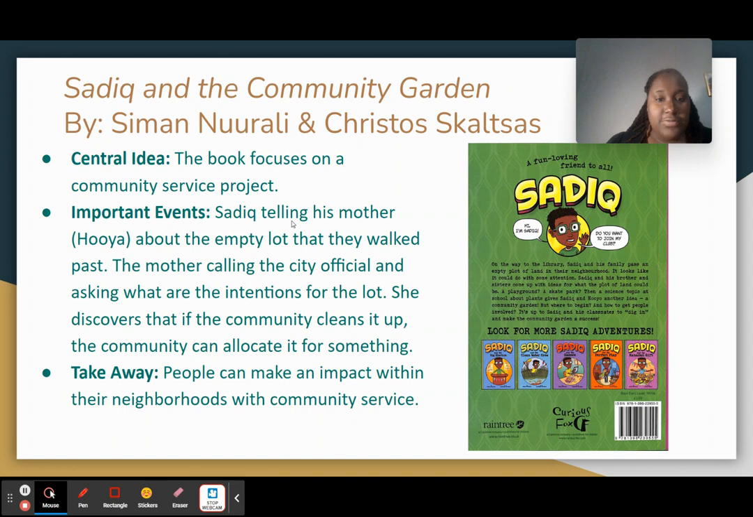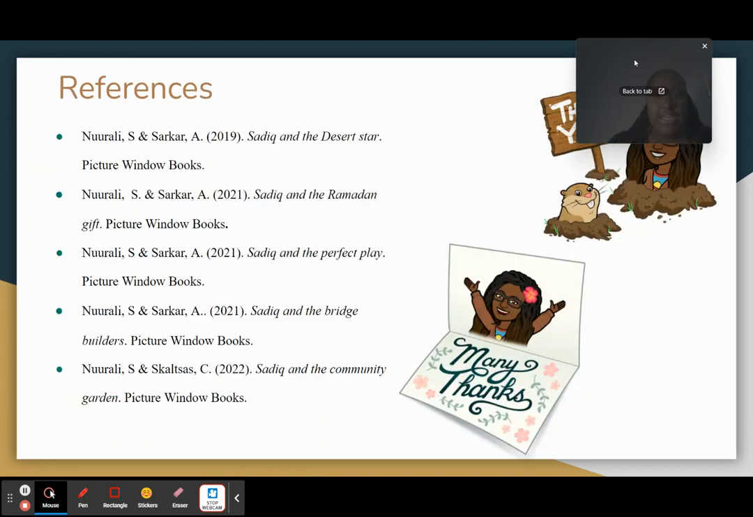Important events that occurred was Sadiq telling his mother, also known as Huya in the Somali language, about the empty lot that they walked past, and the mother called the city officials and asked what are the intentions for the lot. She discovers that if the community cleans it up, the community can allocate it for something. So those are the important events that happen. And then the major takeaway from this book is that people can make an impact within their own neighborhoods with community service.